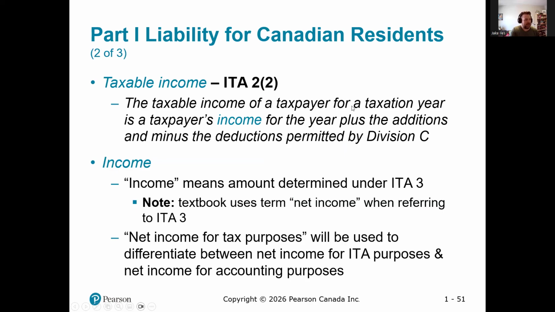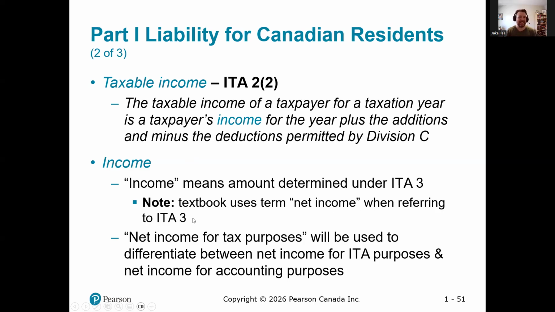Taxable income of a taxpayer is a taxpayer's income for the year plus additions and minus deductions permitted by Division C. Remember, Division B looks at our net income. Division C is figuring out how much of that income is taxable. The term income usually uses the term net income when referring to Tax Act section 3.